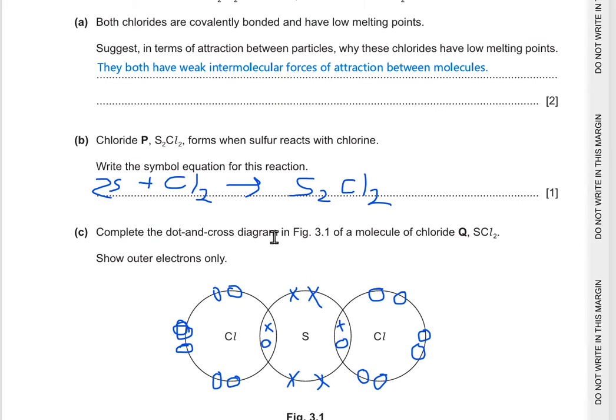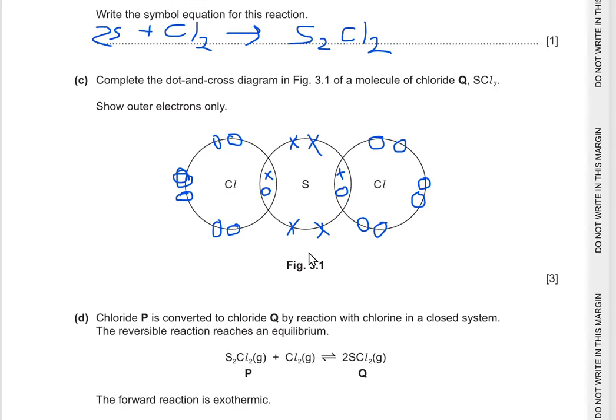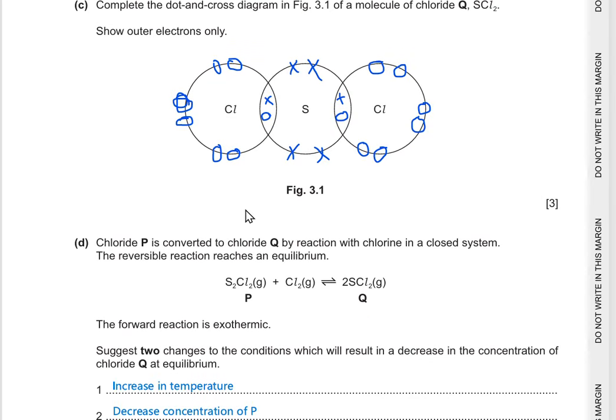Complete the dot and cross diagram in figure 3.1 of a molecule of chloride Q, SCl2. Show outer electrons only. Yet another drawing question, but this time simple because it says show outer electrons only. What you have to do is just complete the circles and the crosses. You should assign each element its own shape. For chlorine, because there are two chlorine atoms, the shape must be the same, circles, and not, for example, triangles or boxes. And sulfur, it's just crosses.